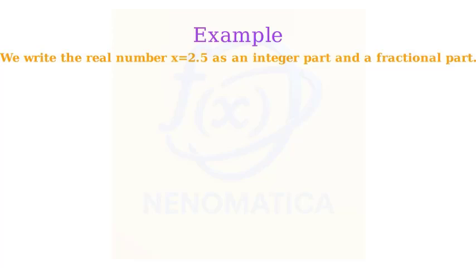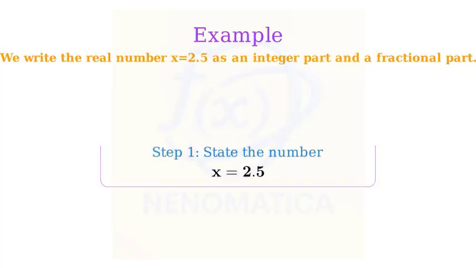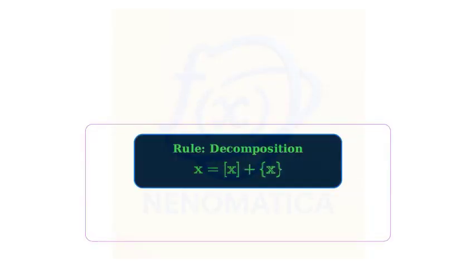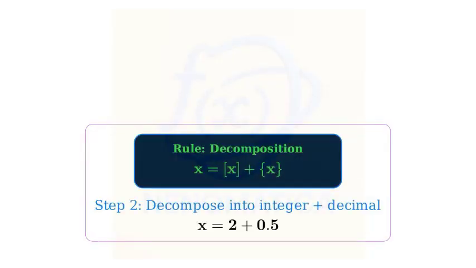We will exactly follow the given algorithm to split a real number into its integer part and its fractional part. Problem: write the real number x equals 2.5 as one integer part and one fractional part. Step 1. We state the number. x equals 2.5. Step 2. Decompose x into an integer and a decimal part. So x equals 2 plus 0.5.